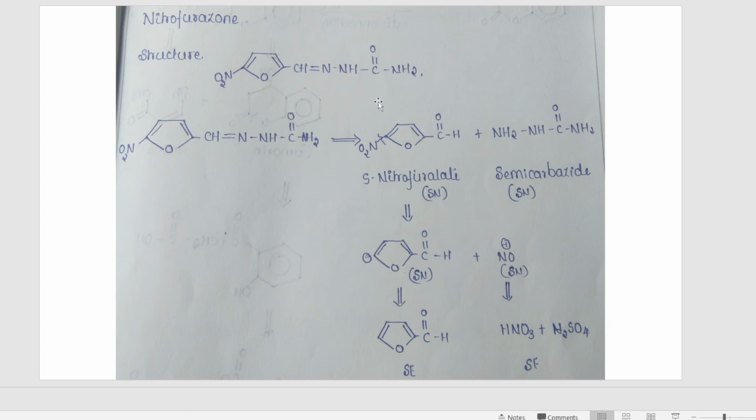But this part is still in a complex form, so you can disconnect the nitro group here because you know that nitration can be done and you can re-add this. So where will you disconnect?